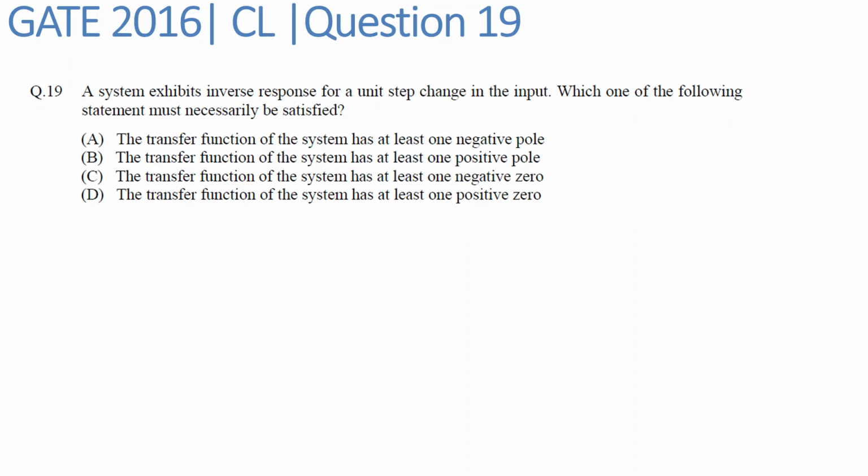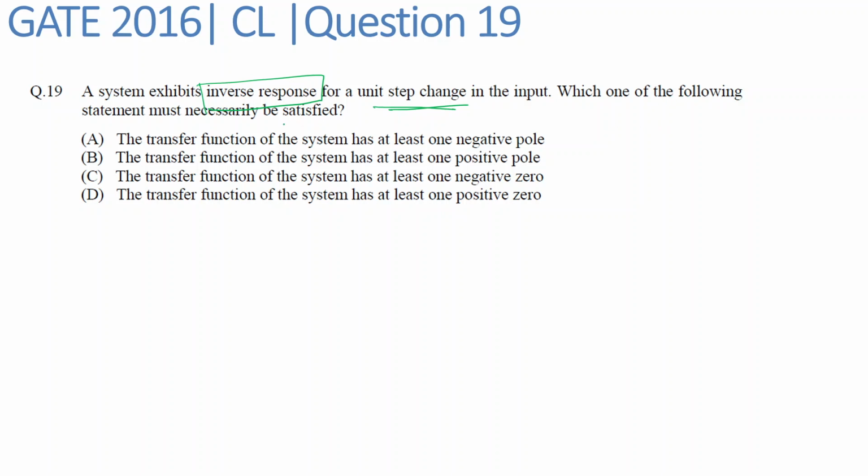Now we'll take a look at a few examples related to this inverse response. So first is a straightforward MCQ from GATE 2016, and the question is, a system exhibits inverse response for a unit step change in input. So over here we have been given an inverse response for a unit step change in input. Which one of the following statements must necessarily be satisfied?